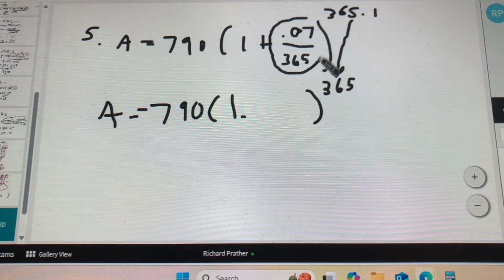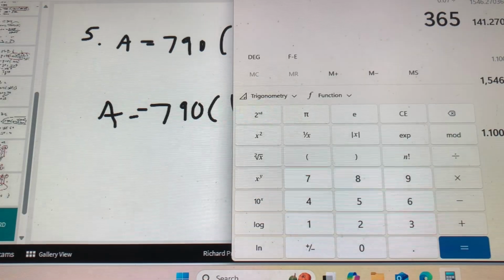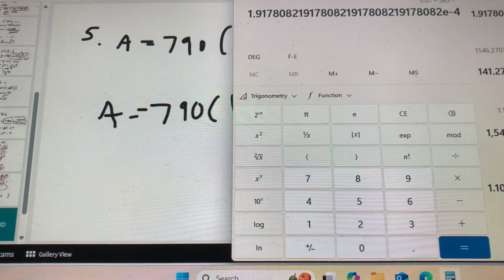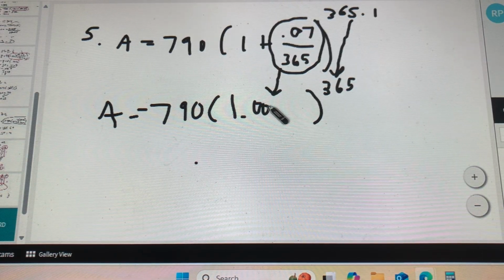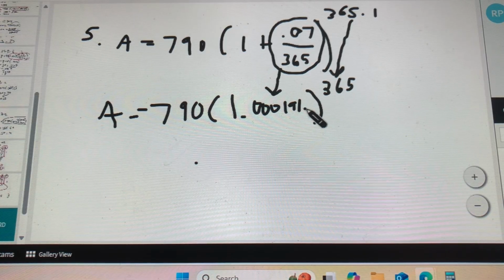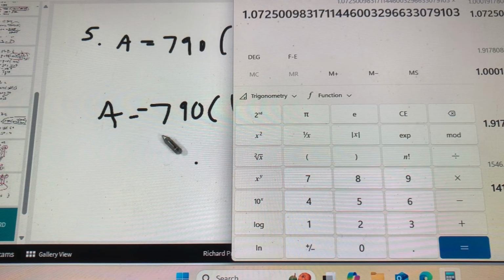Unfortunately, 0.07 divided by 365 is going to be a really messy decimal. But as soon as I add 1 to it, it'll be 1 point whatever that is. 0.07 divided by 365 is some big... Whoops, I didn't type that right. Oh, yeah, I did. Okay. So just hit +1. See, it's 1.000191. Now raise it to the 365 and multiply by the 790.